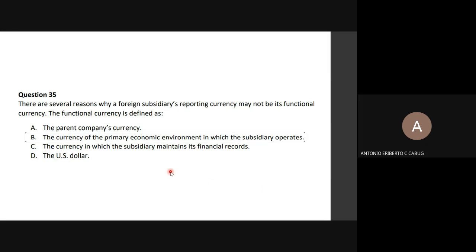The functional currency is the currency of the primary economic environment in which it operates. The correct answer is letter B. Sana malinaw yun, ha? The correct answer is B. Next question.